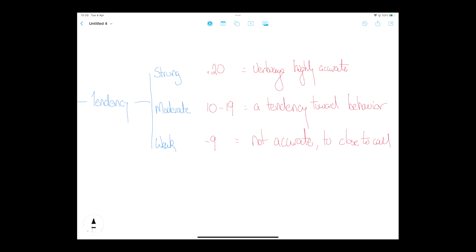If there's a moderate tendency, scores between 10 and 19, then there's going to be a moderate tendency towards the behavior. It's not going to stand out, but it will be there. Thirdly, there's the weak tendency. That's if the score is below 9. Now, these descriptors won't be accurate and they're really too close to call.